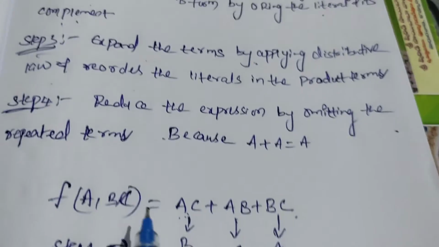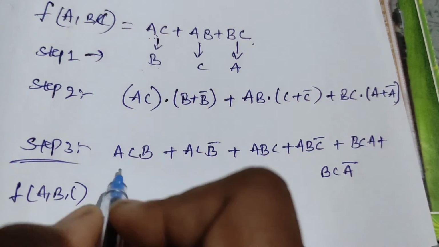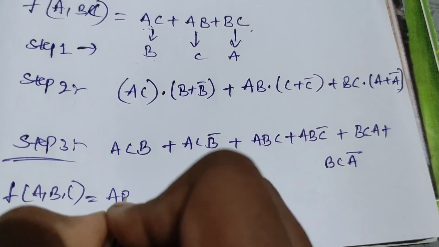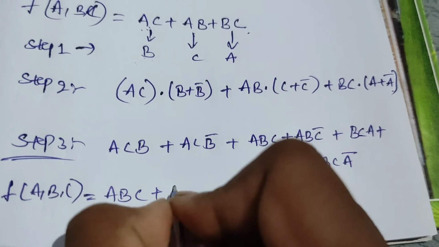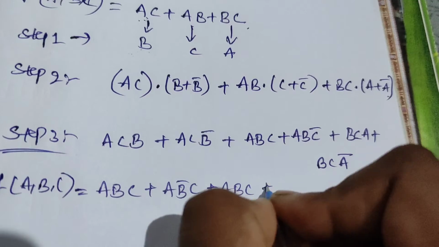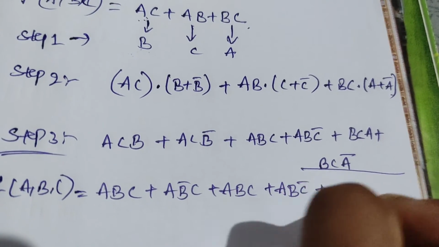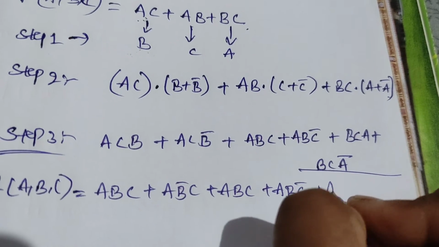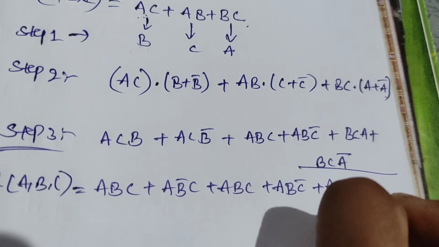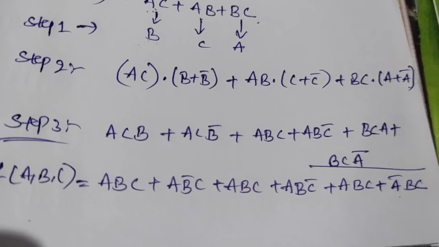So in step 3 I need to reorder the literals in the product terms. So ACB is nothing but ABC, plus AB bar C, plus ABC, plus ABC bar, plus BCA can be written as ABC, plus A bar BC. So this is step 3.